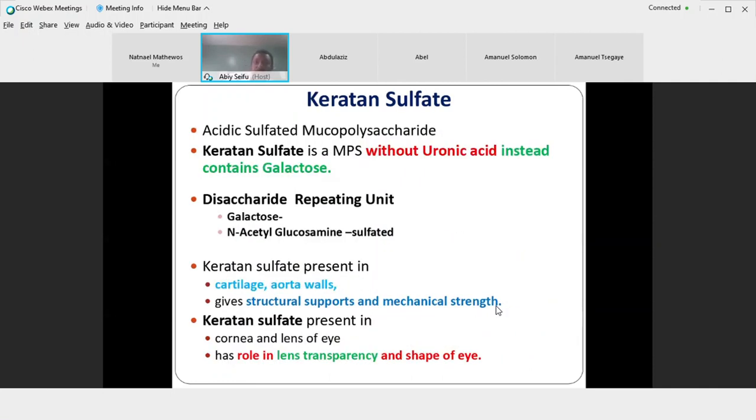The other one is keratan sulfate. What makes keratan sulfate unique from the others? Instead of an acidic sugar, it has what? Galactose. This makes keratan sulfate unique from other GAGs. It's found in cartilage and aortic valves, and it gives structure and support to them. It is also present in the cornea and lens of our eyes, and it gives what? Our lens becomes transparent, and it also gives shape to our eyes.